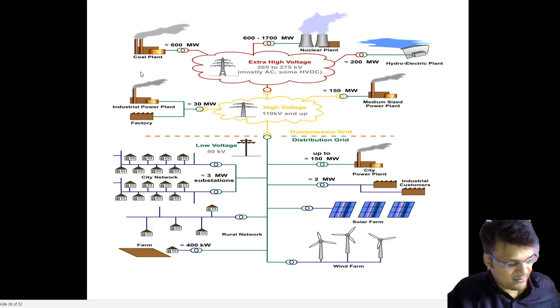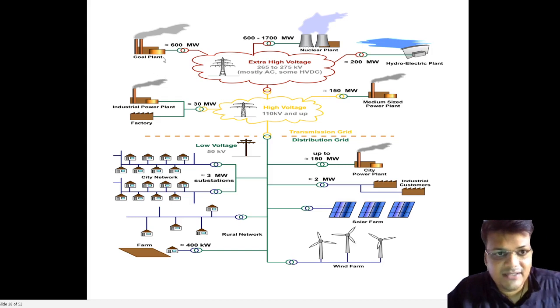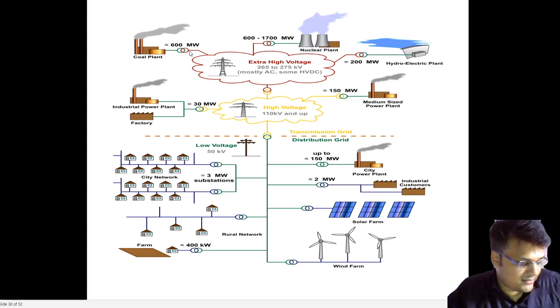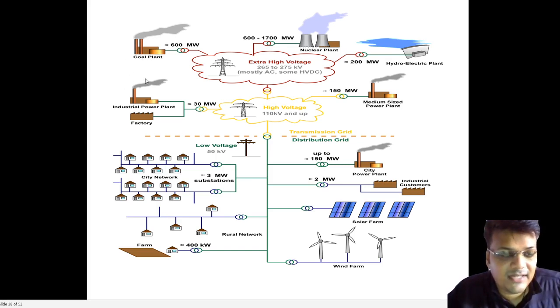Suppose we take a coal power plant, we will see what is happening and how the electricity is generated in it. From the diagram we are looking at, the coal power plant is generating 600 megawatt, a nuclear power plant is generating 600 to 1700 megawatt, or a hydro power plant is generating 200 megawatt of electricity. Now we will see how they generate the 600 megawatt. What fuels are used, and what inputs are given to the coal power plant so that it is able to generate 600 megawatt hour.